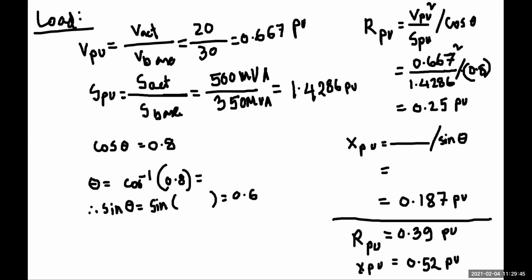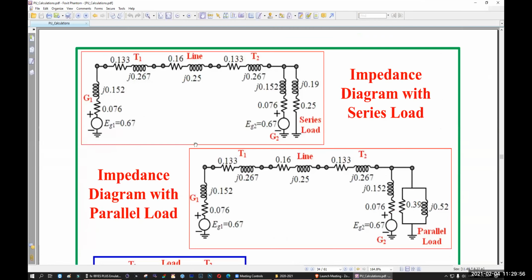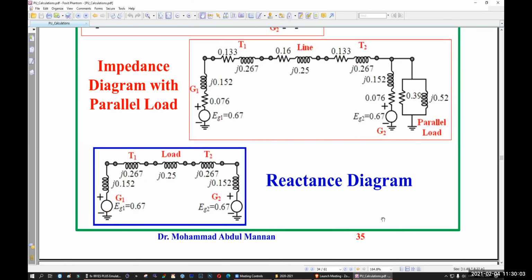Now, what else is remaining? Nothing else is remaining. So you have to draw the one-line diagram and put the values. Got my point? For series one, for parallel one, and for the reactance diagram. Got it, everyone? Yes, sir.